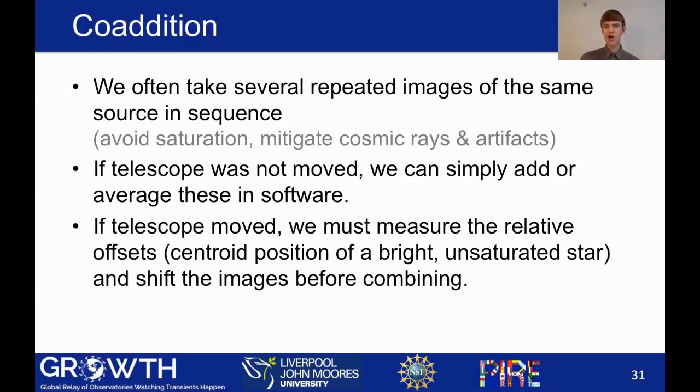If the telescope was not moved between exposures to a very high level of precision, within about a pixel, this is quite simple. We simply add, or more likely median average, these in software. If the telescope was moved, however, we have to quantify and correct for this by measuring the relative offsets between each image, by measuring the position of some sort of reference star or stars within the image, and then shift them appropriately before combining.